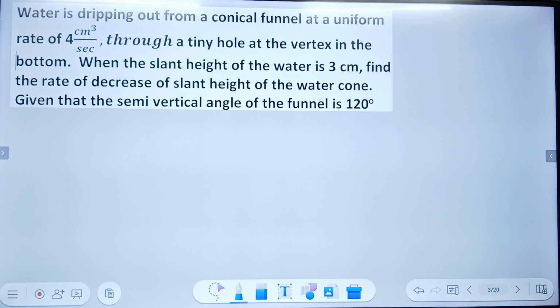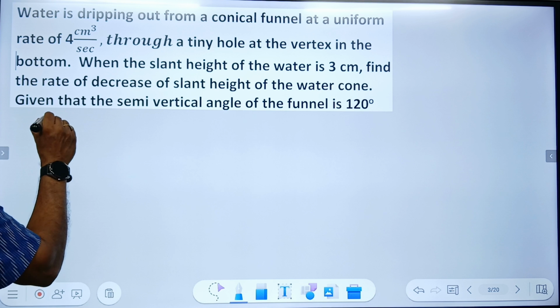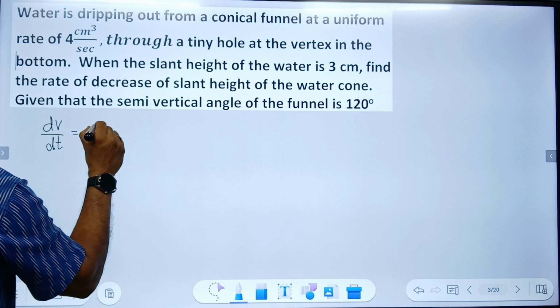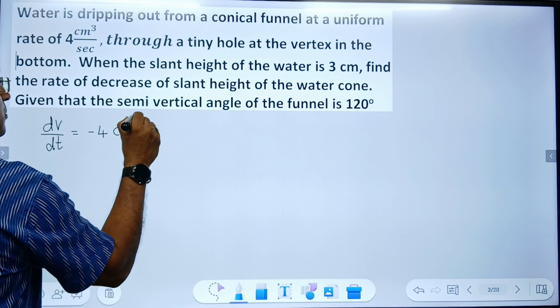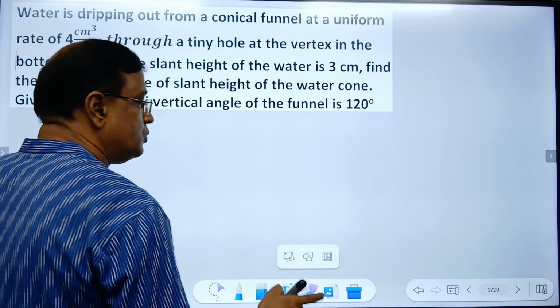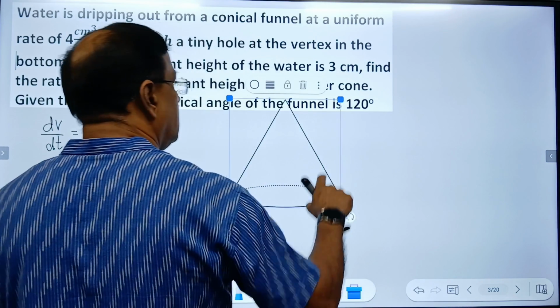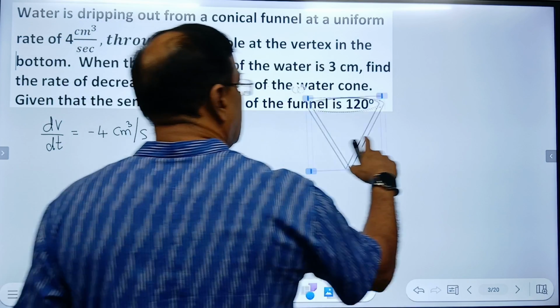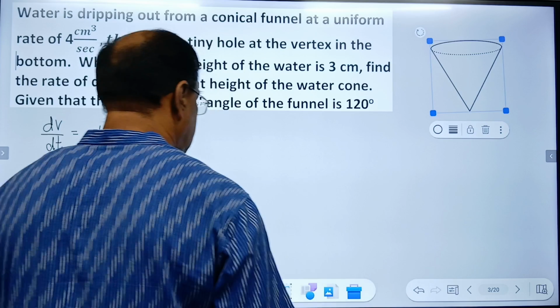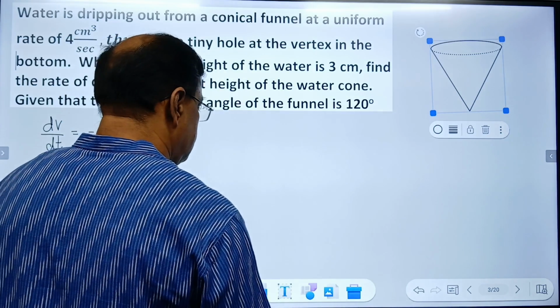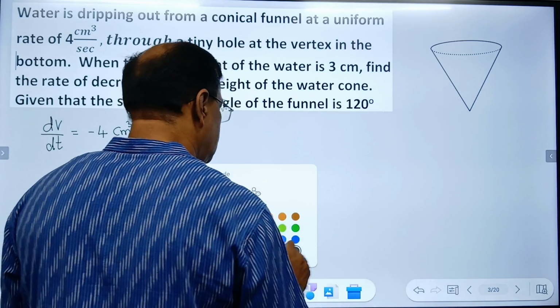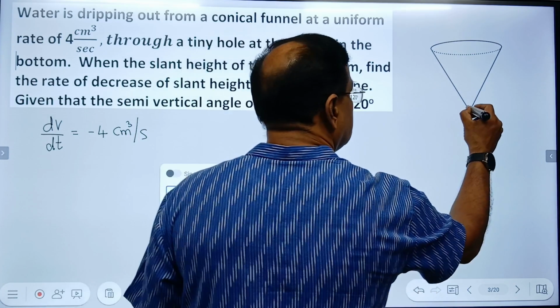Water is dripping out from a conical funnel at a uniform rate of 4. So the volume rate is given. Water is dripping out, so dV by dt will be minus 4 centimeter cube per second. Let's have a diagram also. Let me take a cone, and it's an inverted cone, and water is dripping out from here. Imagine there's a tiny hole there, and water is dripping out.